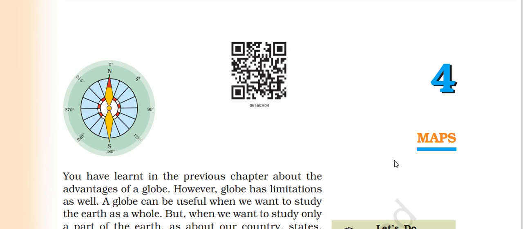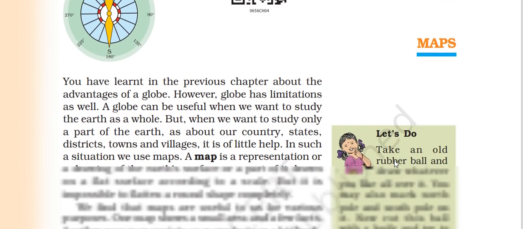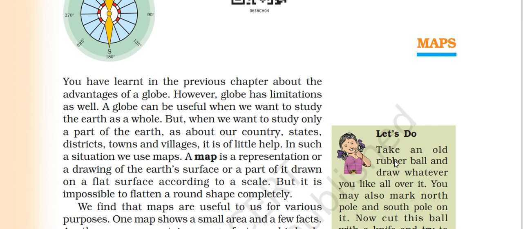This is class 6 geography chapter 4. So you are learning the chapter about the advantages of a globe. However, a globe has a limitation as well. A globe can be useful when we want to study the earth as a whole, but when we want to study only a part of the earth, such as our country, state, district, town, or village, it is not optimal. In such a situation, we use a map.